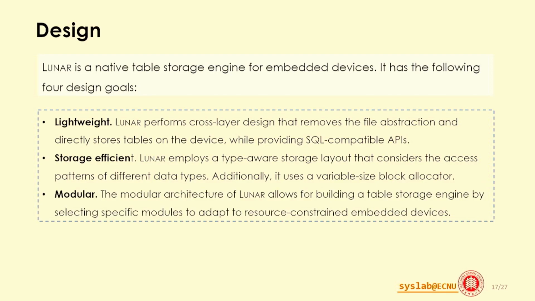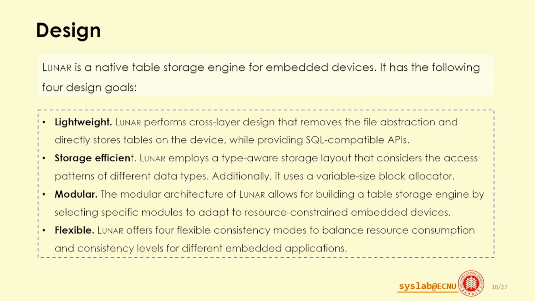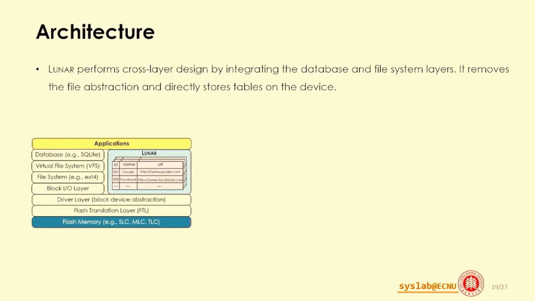Modular. The modular architecture of Lunar allows for building a table storage engine by selecting specific modules to adapt to resource-constrained embedded devices. Flexible. Lunar offers 4 flexible consistency modes to balance resource consumption and consistency levels for different embedded applications. This figure shows the traditional and Lunar's I/O system.